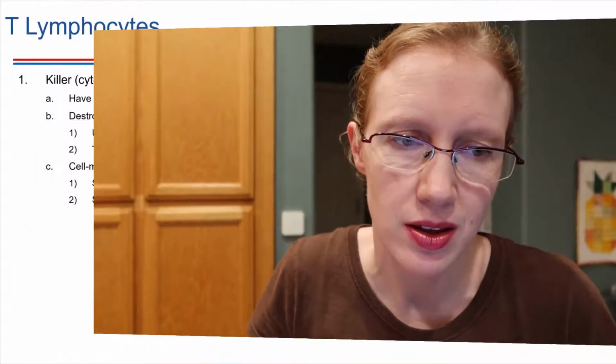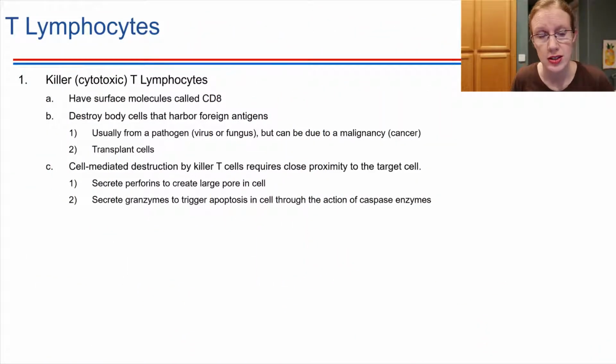There are a lot of different variants of T lymphocytes, but we are going to focus in on the three major categories of T lymphocytes. The first category is called killer T cells, and the killer T cells, or cytotoxic T cells, do exactly what their name says. They have surface molecules called CD8, and those CD8 molecules can recognize foreign antigens.